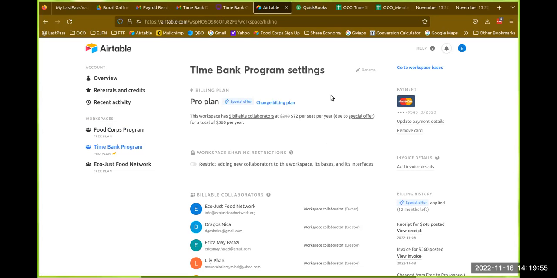Any questions around the Airtable? We're glossing over a lot of the details, but we just want to get everyone on the same page for now.